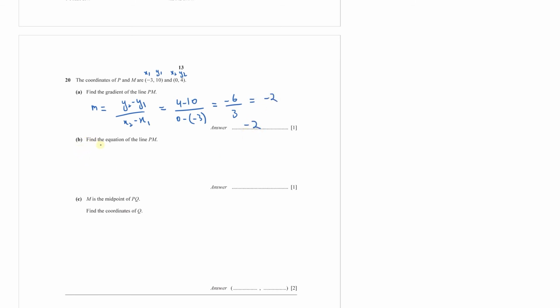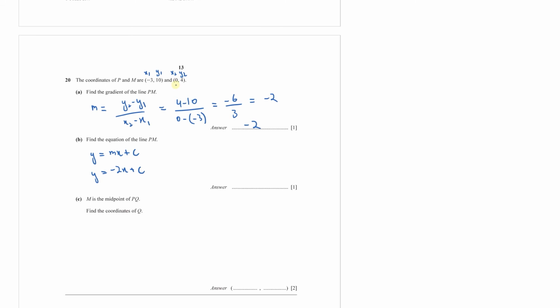Part B is find the equation of the line PM. So you know the gradient already. The equation of a straight line is given by y equals mx plus c. So you know the value of m is minus 2, so minus 2x plus c. And then you can find this constant c by using any of these coordinates. I will use this one because the x value is 0 here, so this will eliminate this term altogether.